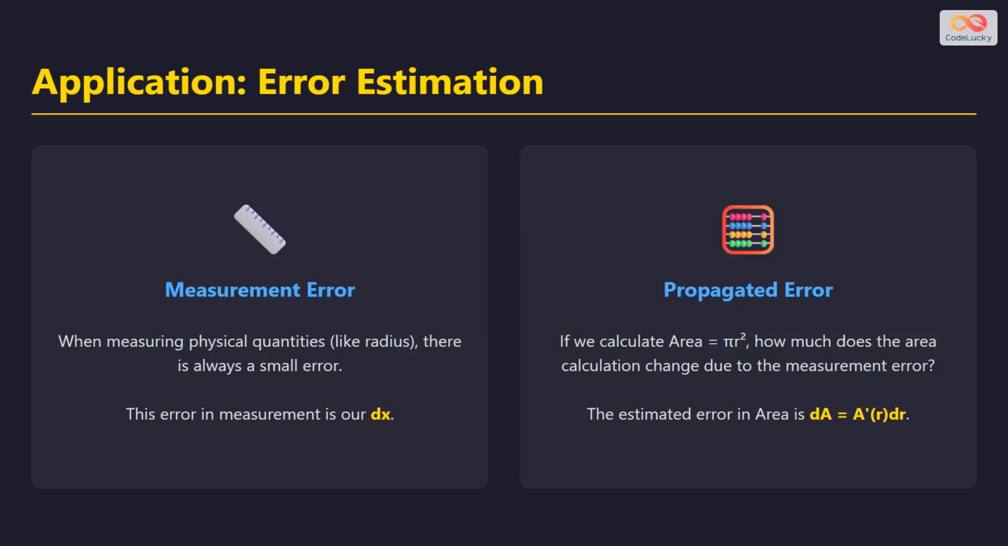One major application is error estimation in science and engineering. If you measure the radius of a circle with a ruler, your measurement has a small error, dx. Using differentials, we can quickly estimate how much that measurement error propagates to calculate the error in area, dA, without recalculating everything from scratch.